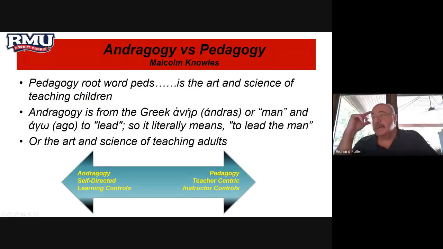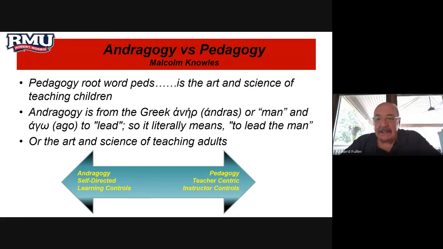Now, I want to talk a little bit about instructor controls versus student controls. When we talk about the terms pedagogy versus andragogy, pedagogy, the root word is peds, is the art and science of teaching children. Andragogy is from the Greek andros, or man, and it's just adult learning. It's how adults learn, basically. Initially, it was set down by Malcolm Knowles, and if you've not read any of his materials, they're pretty interesting reads.